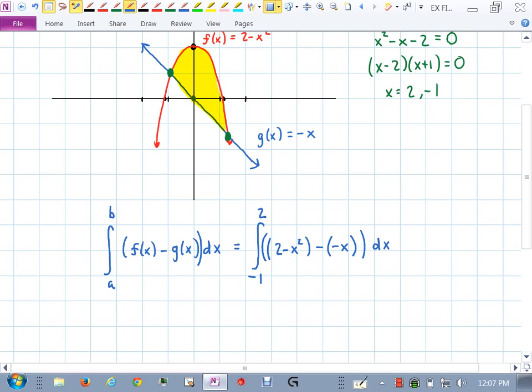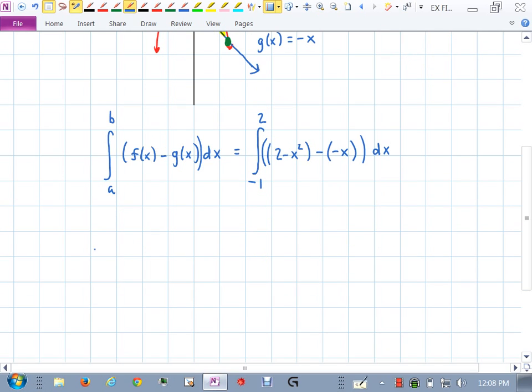I really encourage you to put your f and your g in parentheses, separate them by the minus, then come through and do your algebra and clean it up. So this becomes the integral from negative 1 to 2 of 2 minus x squared plus x dx. And this antiderivative you would have been salivating over on the last exam, right? You would have loved to have seen that integral.